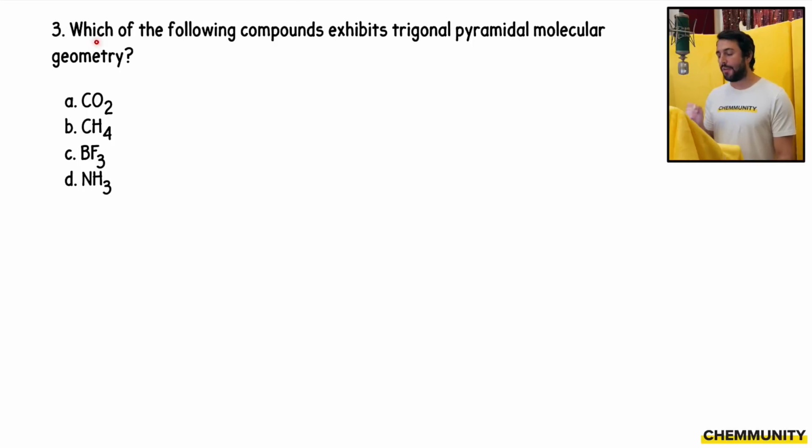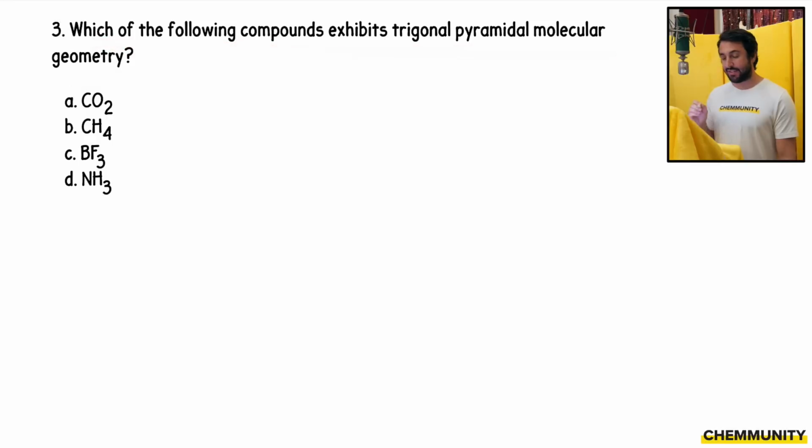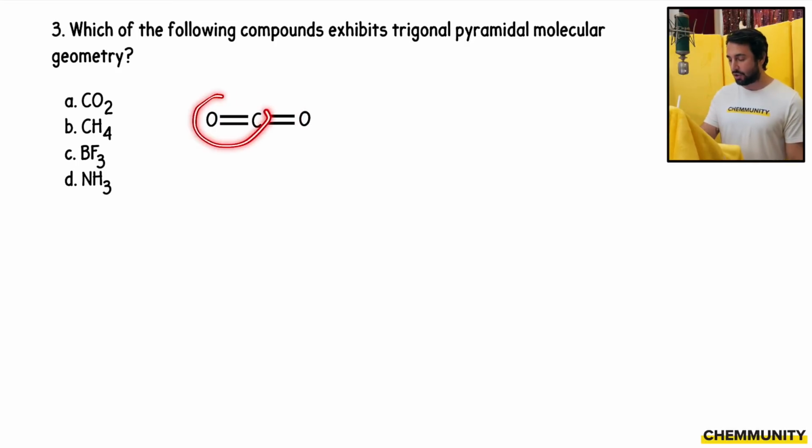Number 3 asks, which of the following compounds exhibits trigonal pyramidal molecular geometry? So in order to assess this, we need to, first of all, be able to draw accurate Lewis dot structures, and then we need to show the accurate molecular geometry as well. Looking at something like CO2, carbon is the central atom that has 4 valence electrons, so it's going to be able to make 4 bonds. So it is going to make double bonds to each oxygen atom. And so that is going to be the geometry of the CO2 molecule.